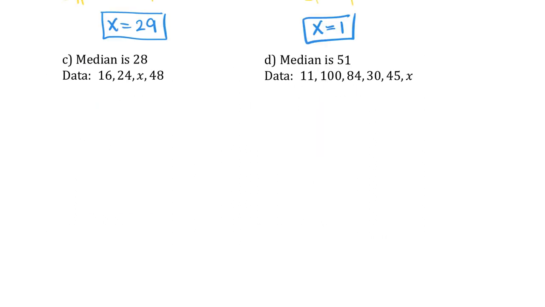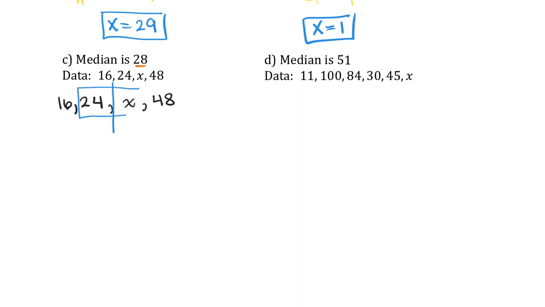Okay, last two are similar, but they're about median. For median, I want to put them in order. These are a little trickier because we don't always know the order. The median is 28, so the middle number is a 28. What do I know for sure? I know the 16 is low. I know the 24 is next. Now the median should be 28, but that is somewhere between 24 and X.